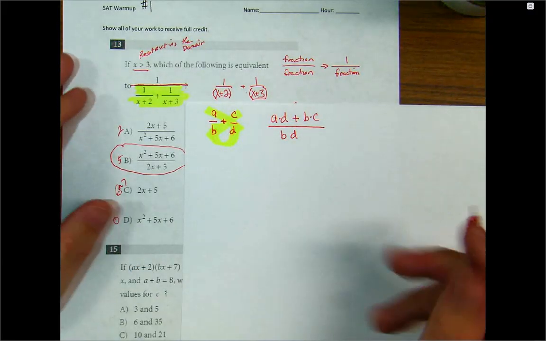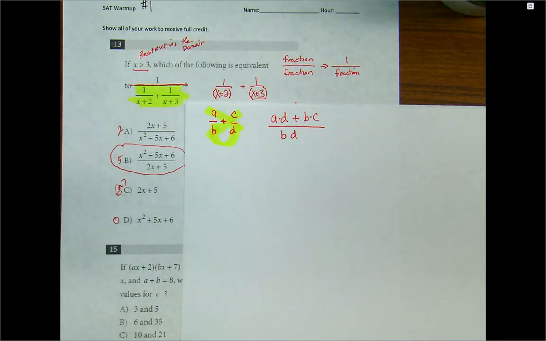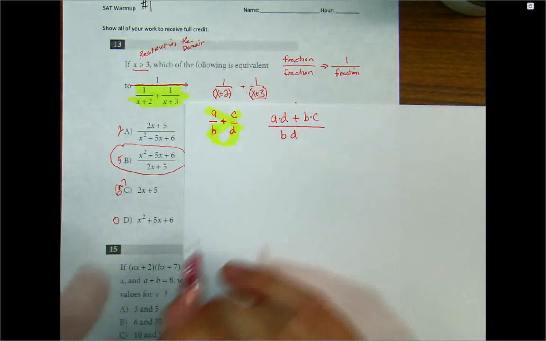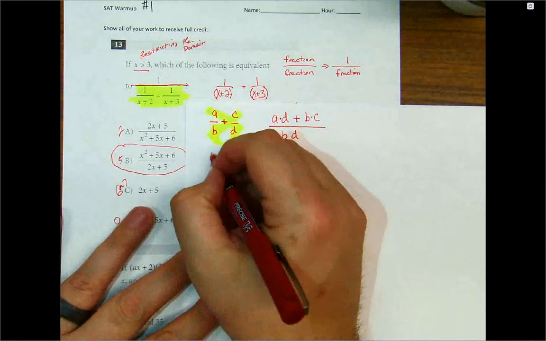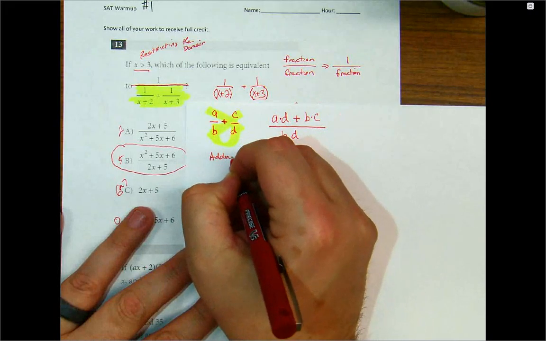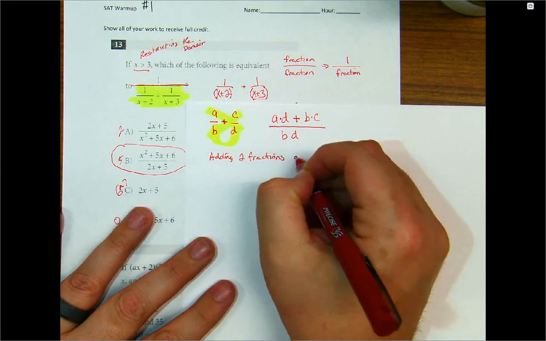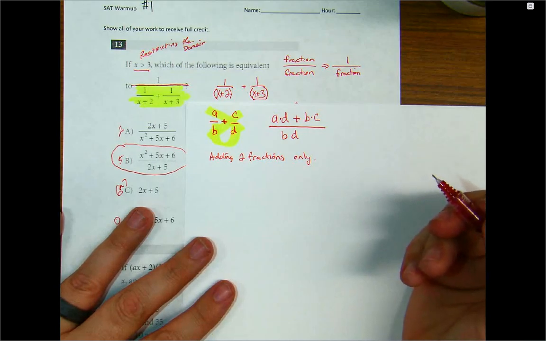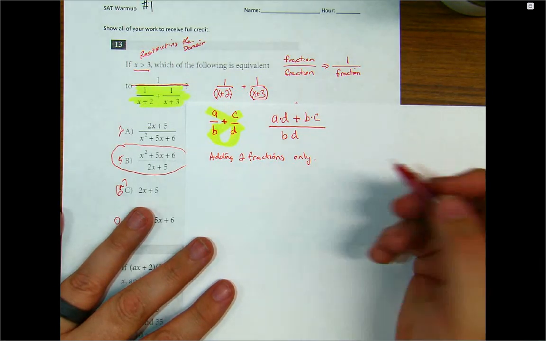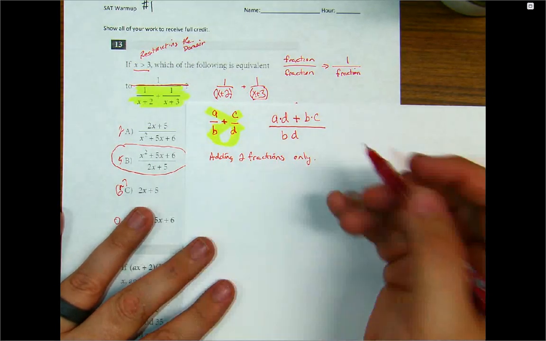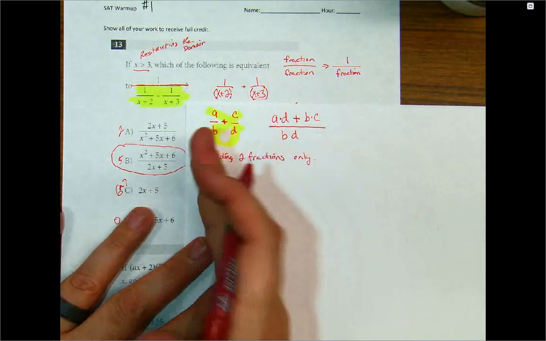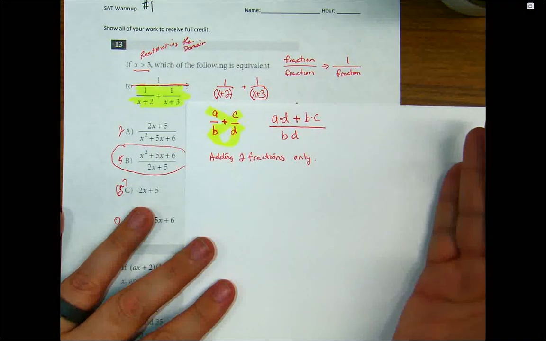Now, like I said, this only works for when you're adding two fractions. And it's just a quick shortcut to get to your final answer. If you have multiple fractions, the best way to do it is to find common denominators and add from there. That's what you want to do.